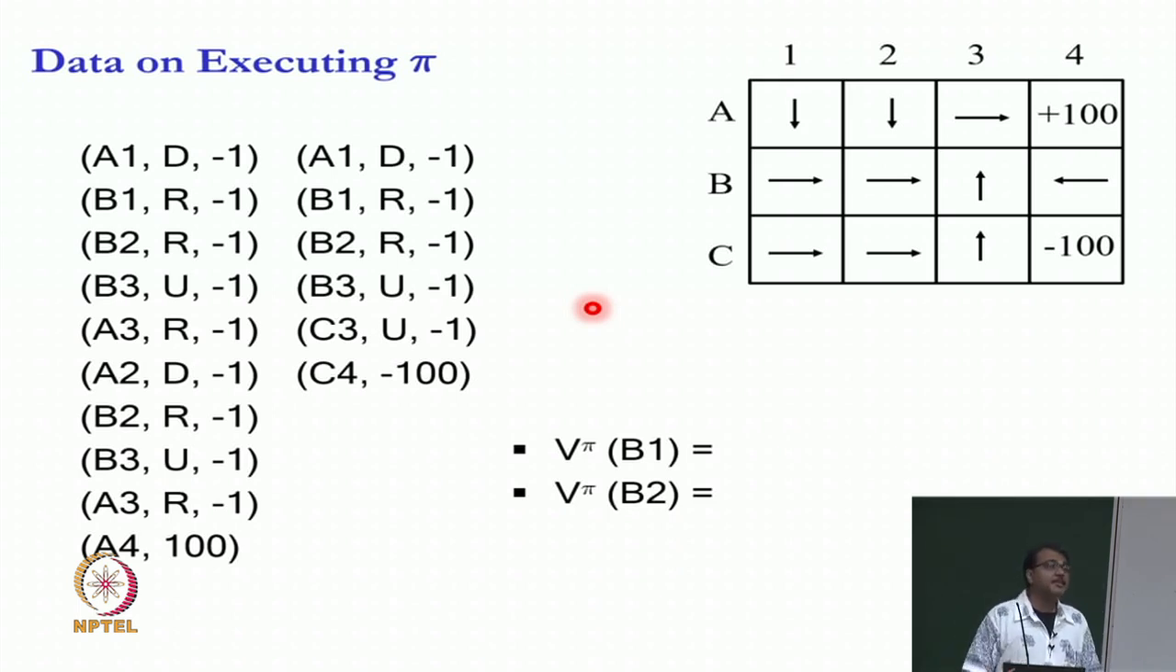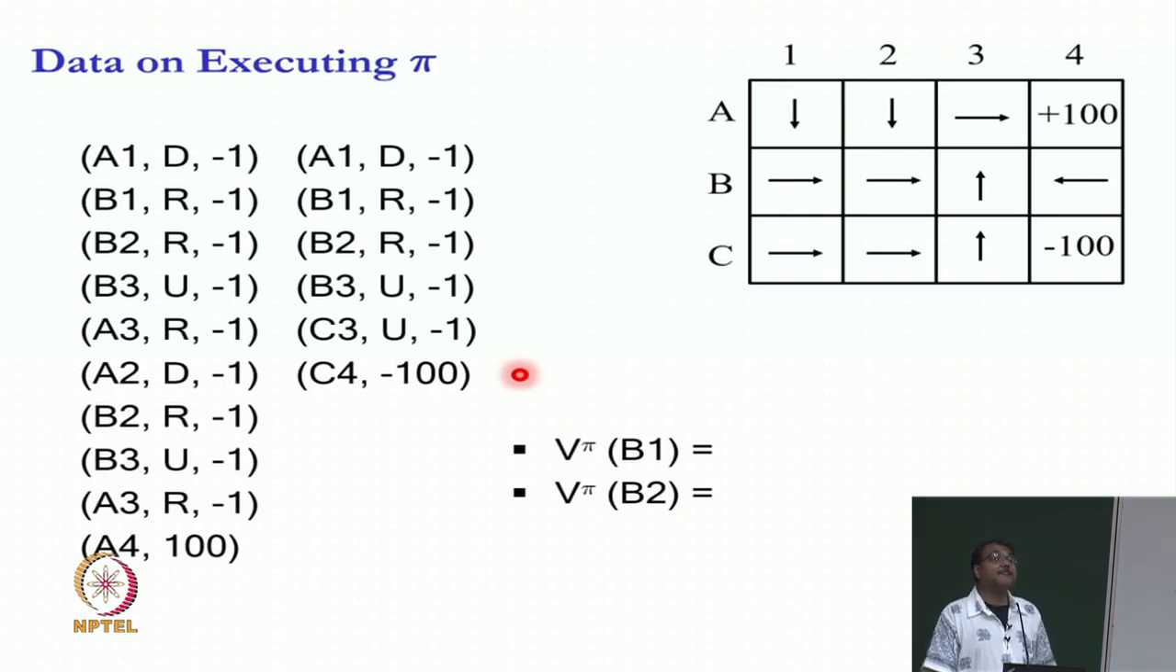So, what is the denominator of V pi of B1? 2. How many times do I reach B1? Twice. The first time when I reach B1, what is the total reward I get? 92, right, minus 1, minus 1, minus 1, minus 1, minus 1, minus 1, minus 1, minus 1. So, that is minus 8 plus 100, 92. The second time I reach B1, what is the reward I get? Minus 104. So, my average, my V pi of B1 is minus 6.